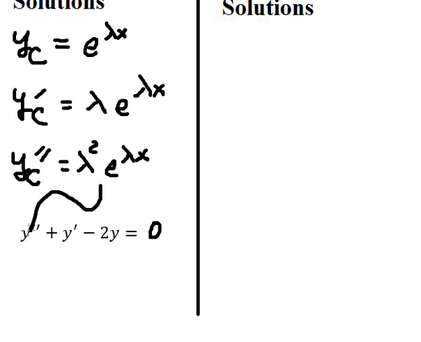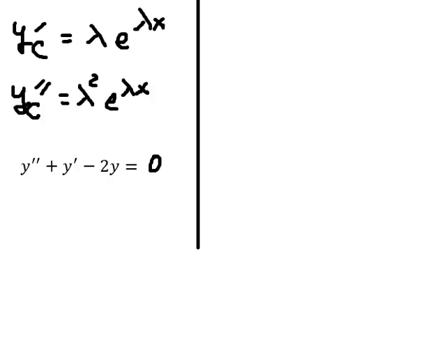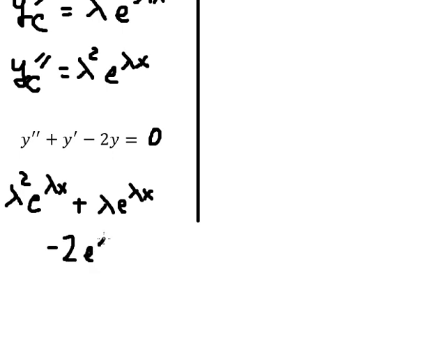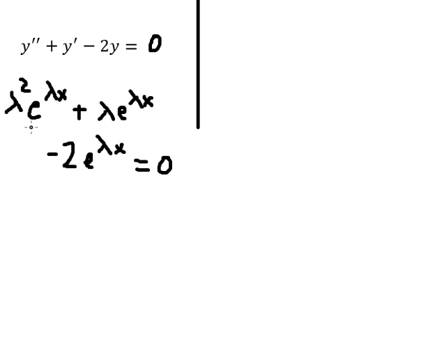So I will put this one go in here, this one go in here, and this one go in here. So we have lambda square e to the power of lambda s. This one we have lambda e to the power of lambda s. This one we have negative 2 e to the power of lambda s. And now we can do factorization by e to the power of lambda s.